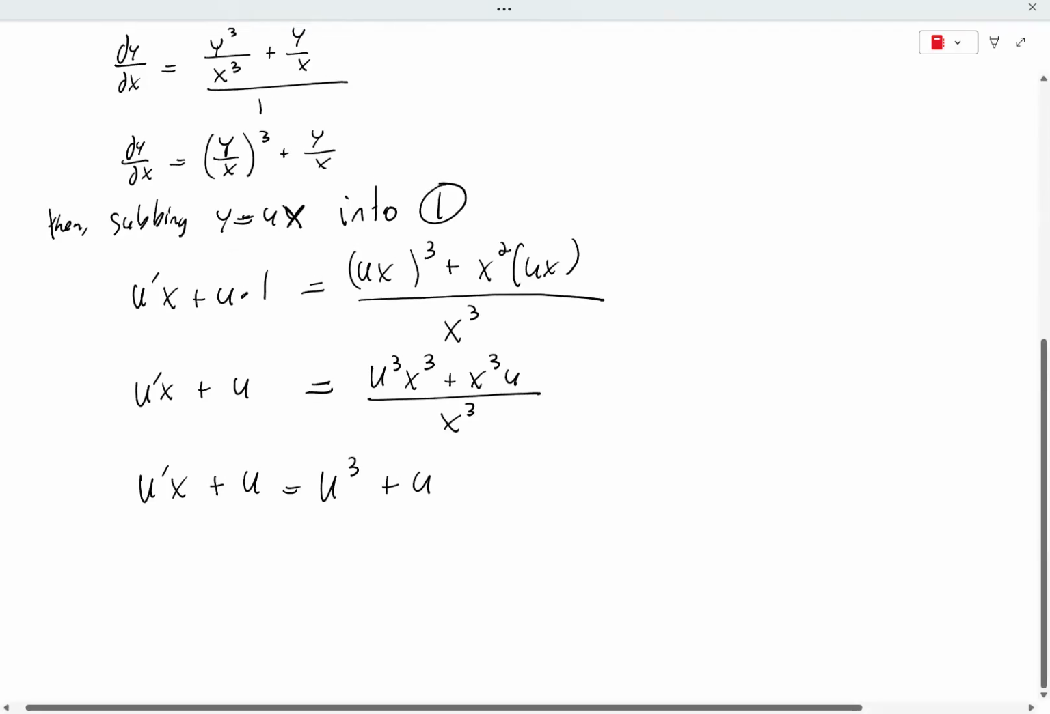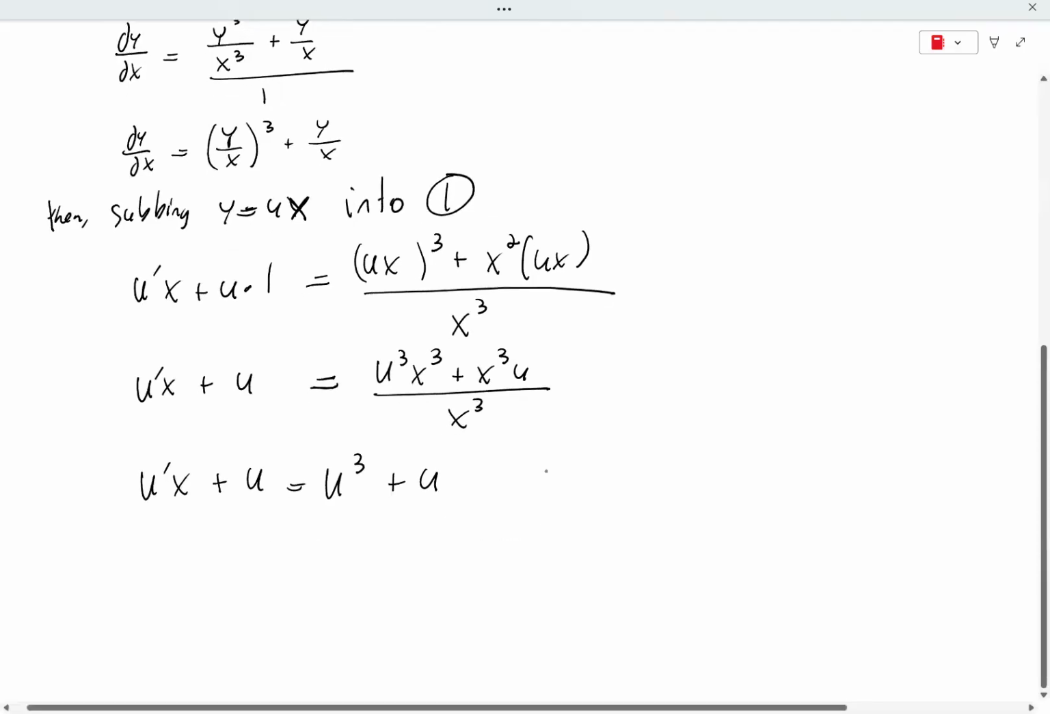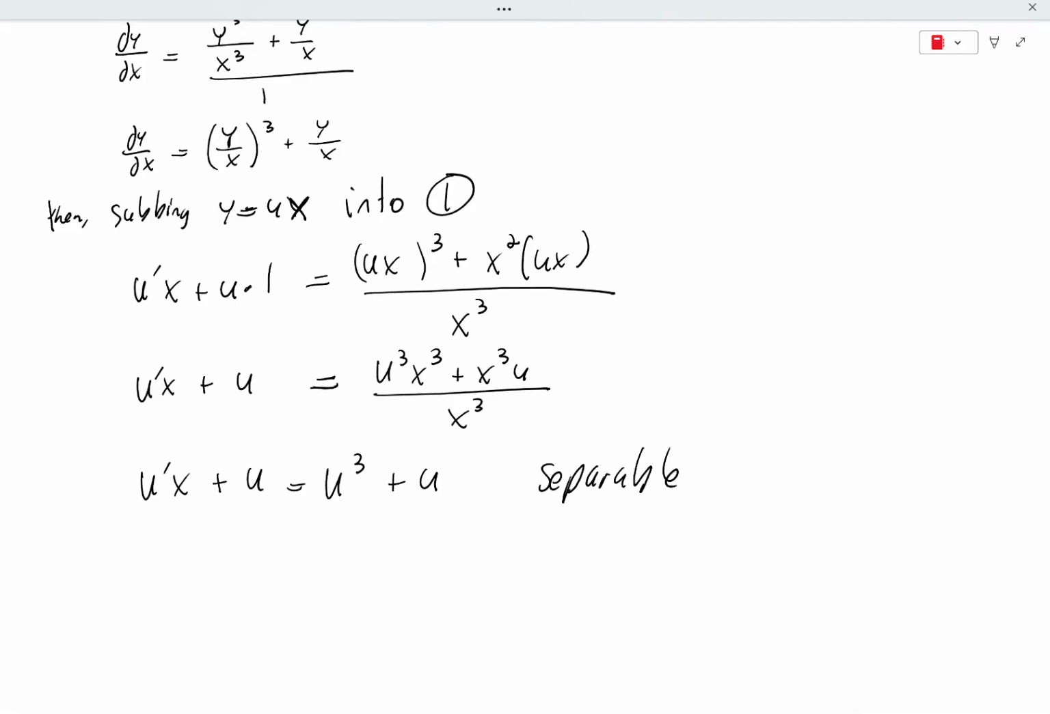Okay, now anyway, here then, you notice these cancel out. This is like a separable differential equation now for u. So it's separable. You'll get a separable when you do this. And actually, this is really nice because the u's cancel here. So you get u prime x equals u cubed, like that. And so u prime x equals u cubed.